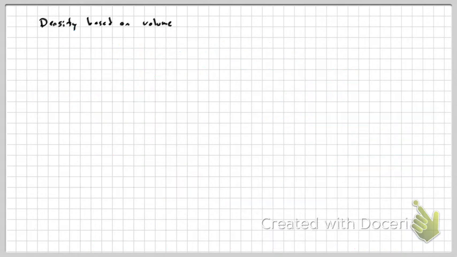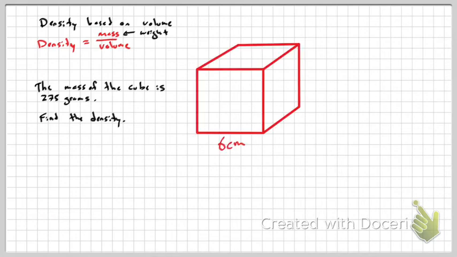Now let's look at volume. So now we're looking at density of things like gold, or wood, or stone, things of that nature. So now we're talking about weight. So density equals mass divided by volume. So how much something weighs divided by how much space it takes up equals its density. So let's think of this cube here. The mass of this cube is 275 grams.